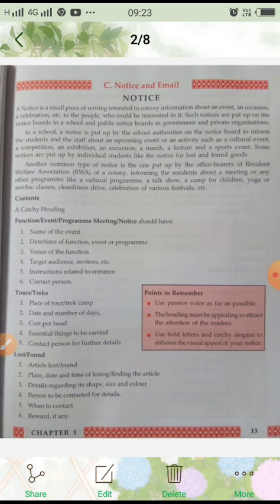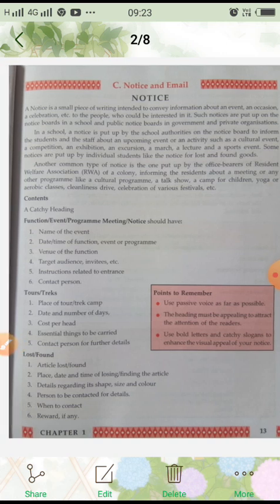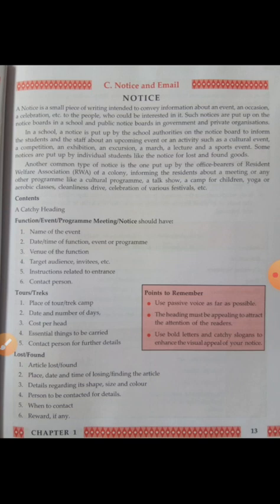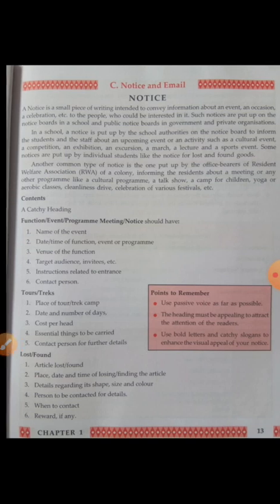Now what is given in the second paragraph, that is, the notices which are put in the school are put by the school authorities on the notice board to inform the students and the staff about an upcoming event. That is, if we have to inform students about any event that is taking place, suppose any dance competition or song competition, then information is given through the notice board only. Notices are displayed on the notice board, and it is announced that you can go through the rules and regulations and about the program on the notice board.